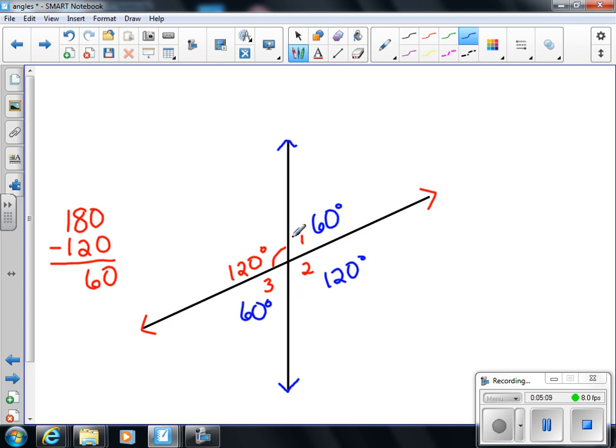And they add up to be 180. If you look, these two make a straight angle or a straight line, so they're supplementary. Do they add up to be 180? And then this way, 2 and 3 are supplementary. They make a straight line. Do they add up to be 180? And again, those two do as well. Any questions on finding the missing measure?